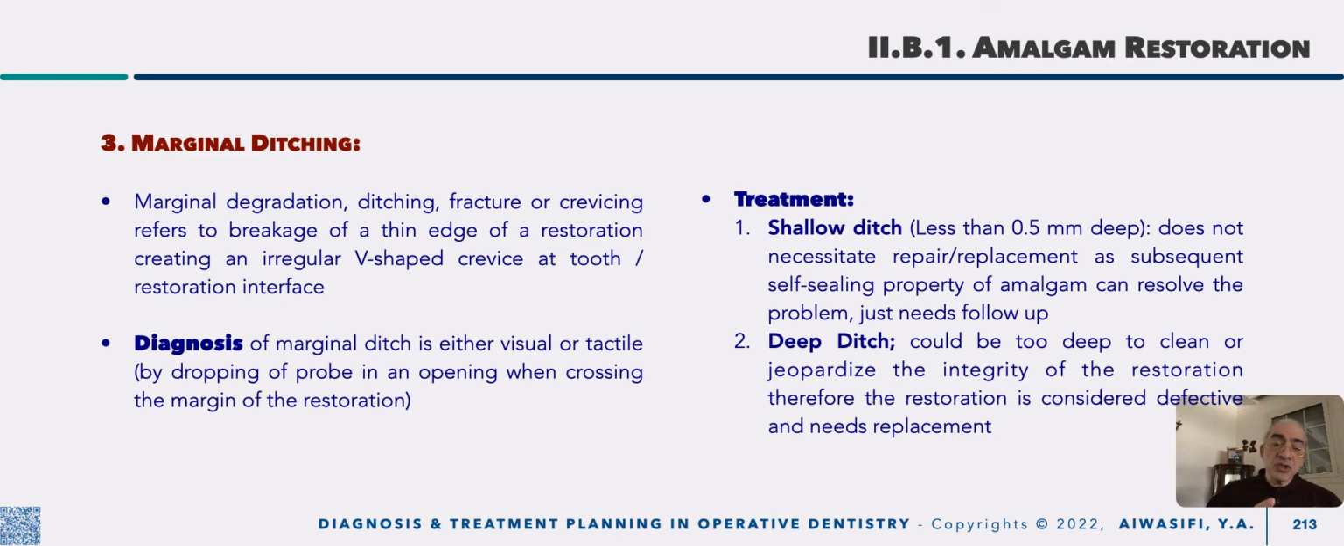Okay, the management, there we have two options. Either it is a shallow ditch or it is a deep ditch. A shallow ditch is less than 0.5 millimeter in depth, okay, and does not necessitate repair or replacement, just marginal finishing of the amalgam restoration at this margin, and it will self-seal, okay.